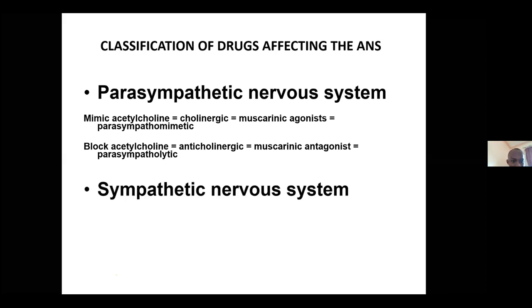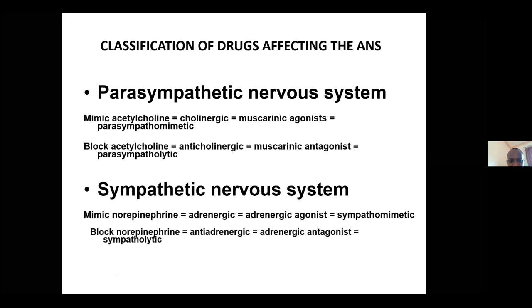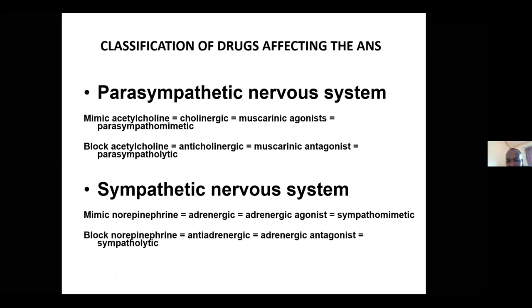Then the sympathetic nervous system: we have the ones that mimic norepinephrine, which are adrenergic, and you hear us talking about them as sympathomimetics. And the ones that block norepinephrine, you hear us talking about them as sympatholytics, okay? Or adrenergic agonists or antagonists, because they're working on adrenergic receptors, okay?